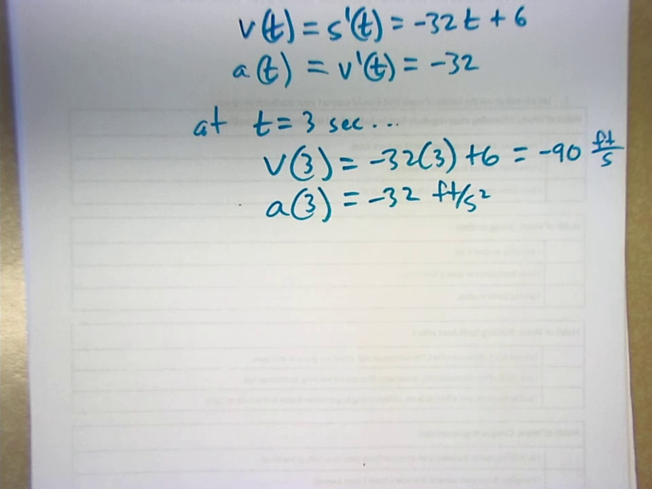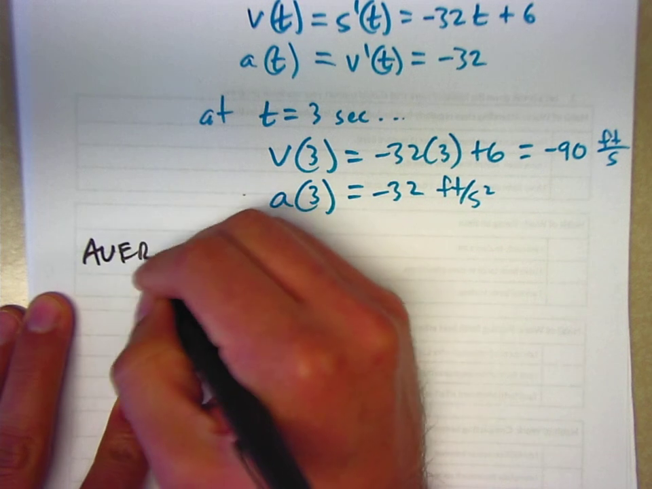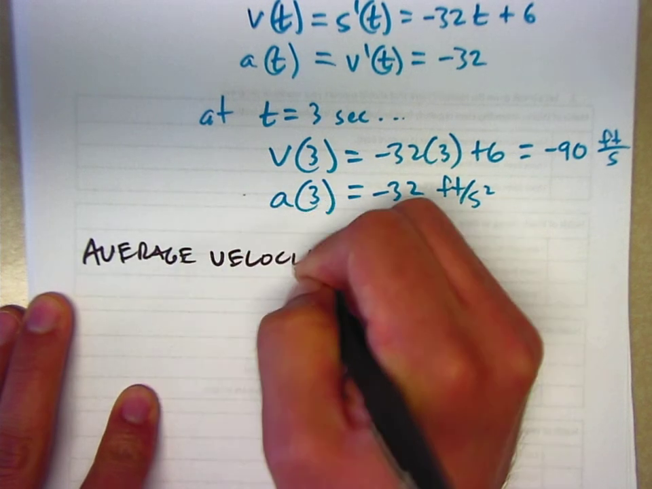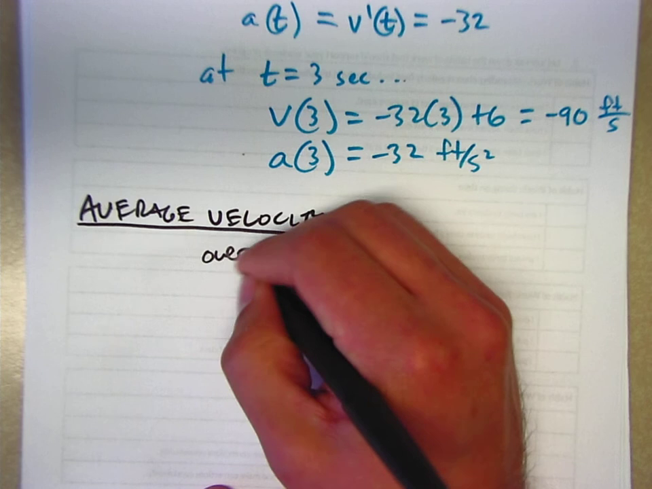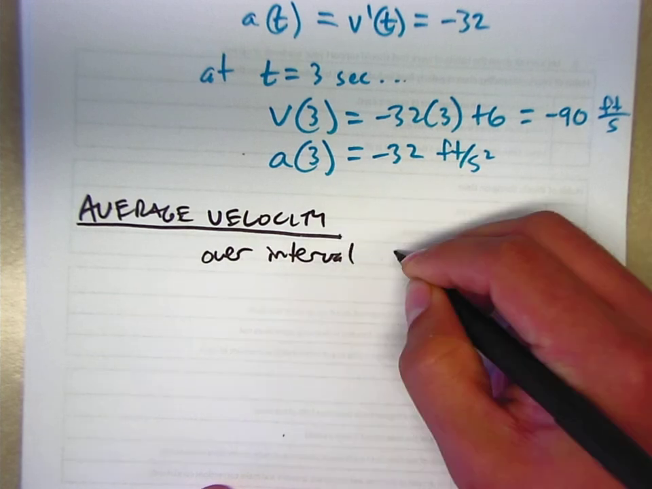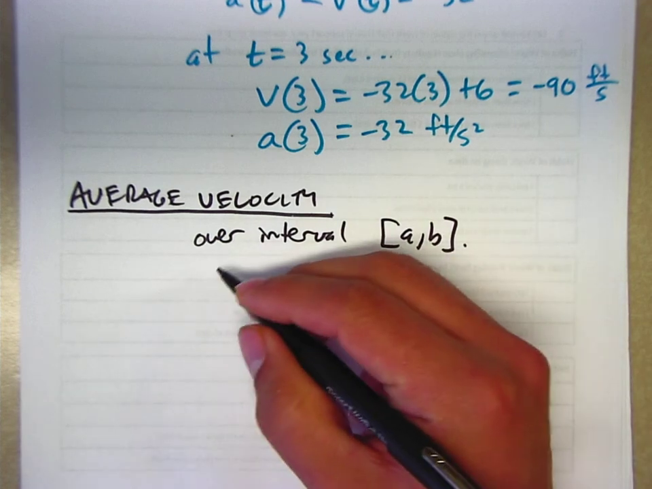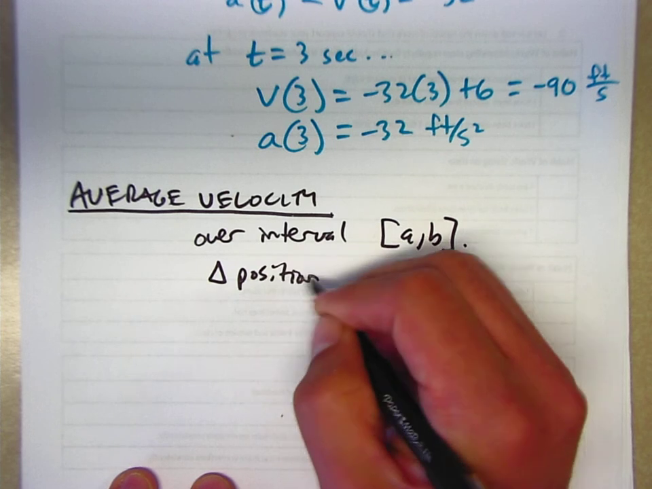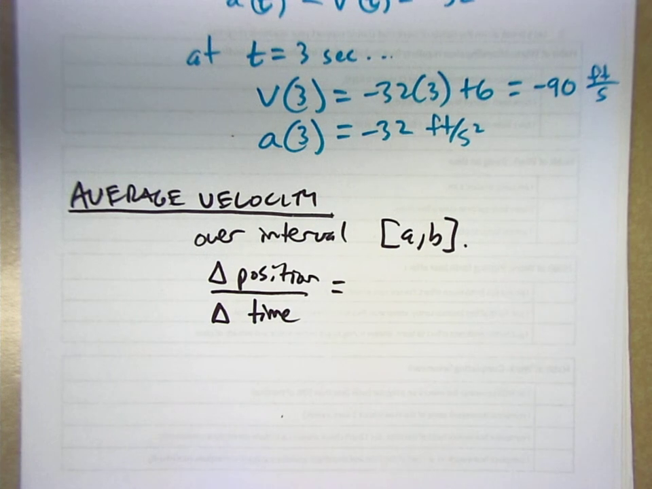But the last thing we needed to talk about is average velocity over an interval from A to B. And all you need to know, it's still change in position over change in time, or change in y over change in x, right? So we're still finding a slope. And so actually for average velocity, there's really no calculus involved. It's literally just finding the slope between 2 points.